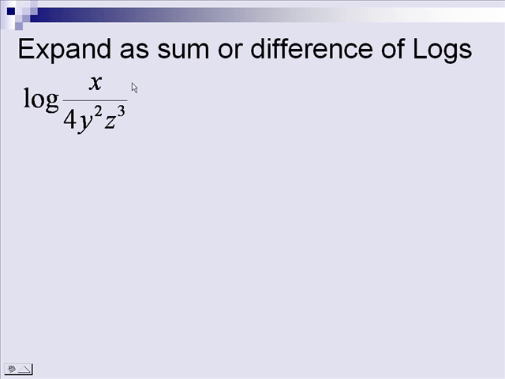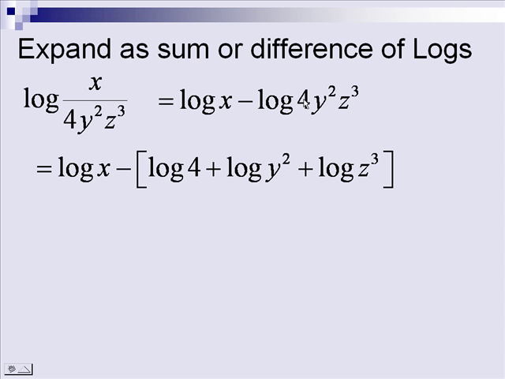So if I have this one, log of x over 4y squared z cubed. Okay, so here again I see a fraction, and so what I'm going to do is split that up with my subtraction property. This is going to be the log of x minus the log of 4y squared z cubed. After this, I can continue to work on this part over here where I have the 4y squared z cubed. So now I'm going to separate that.